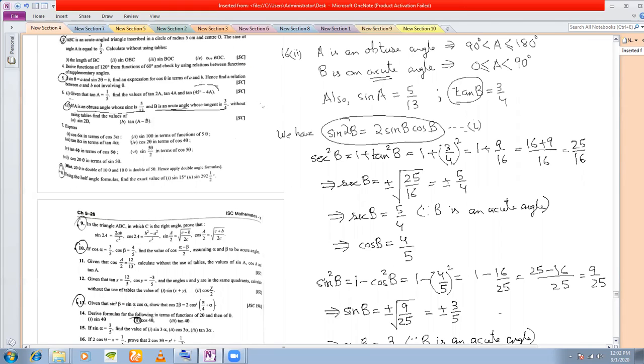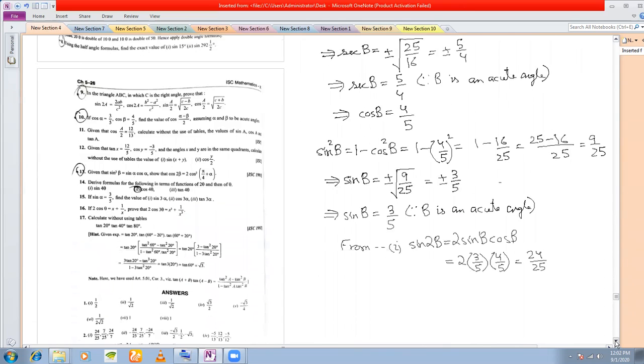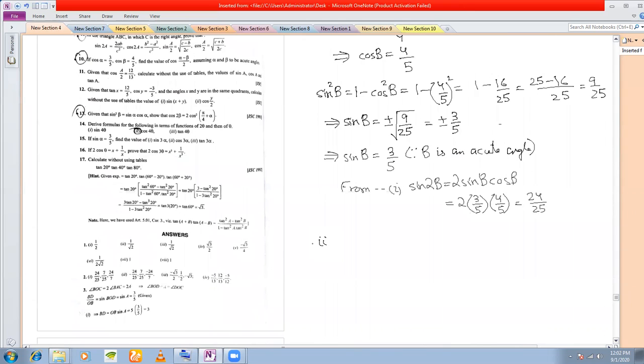Second part, tan A minus B. You need to find out the value of tan A minus B. For tan A minus B, what do you require? This was part 1. Let us say now part 2. We have tan A minus B. Are you noting this in your copy? All these?